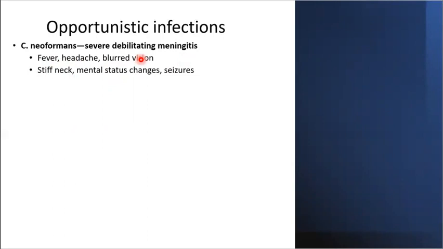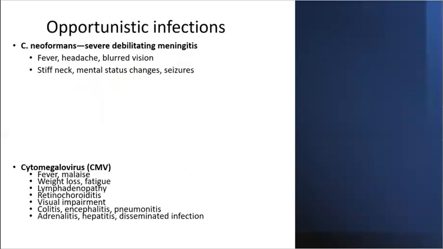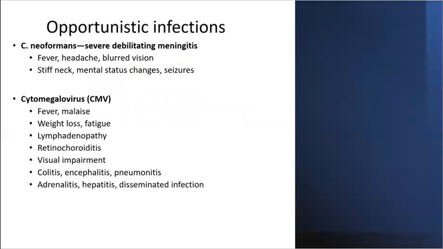There could be seizures. We could also see cytomegalovirus or CMV. CMV is a significant factor in morbidity and mortality in these clients. And we're going to see fever, malaise, weight loss, there'll be fatigue. You would notice the lymph nodes will be abnormal in size or consistency. We would also see retinochoroiditis, which is characterized by inflammation and hemorrhage. There will be visual impairment.